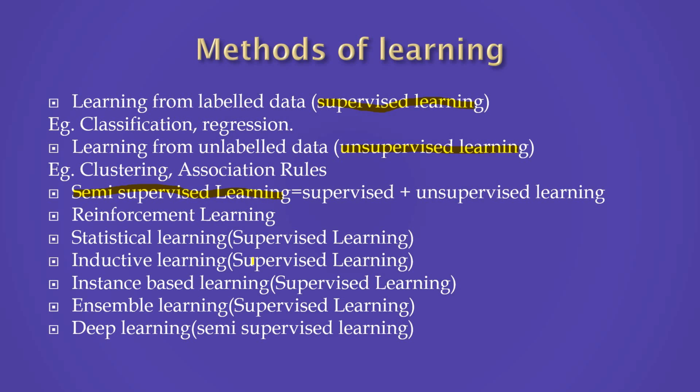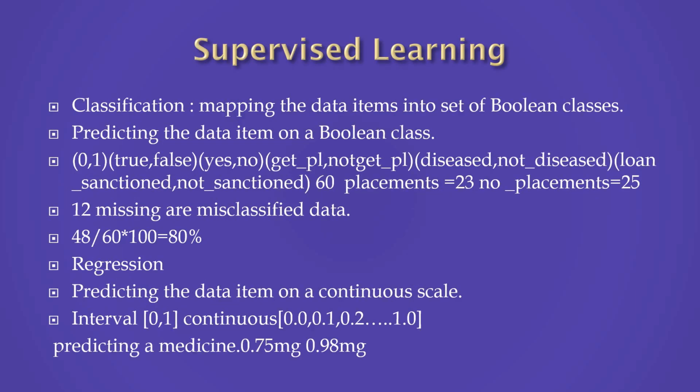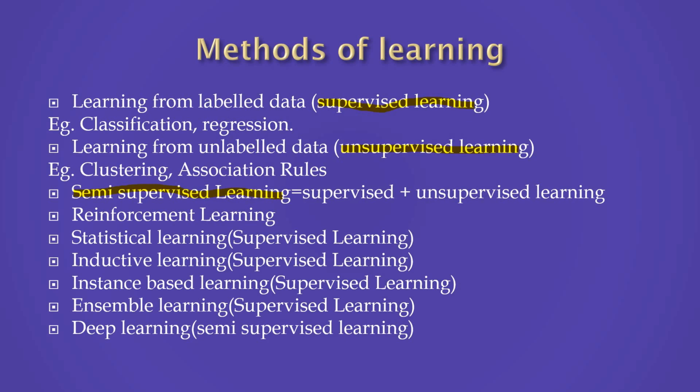And next one is deep learning. Deep learning is one of the emerging trends in machine learning. It is also called one kind of semi-supervised learning, which is a combination of supervised as well as unsupervised learning. And the next one is where we are going to discuss classification.